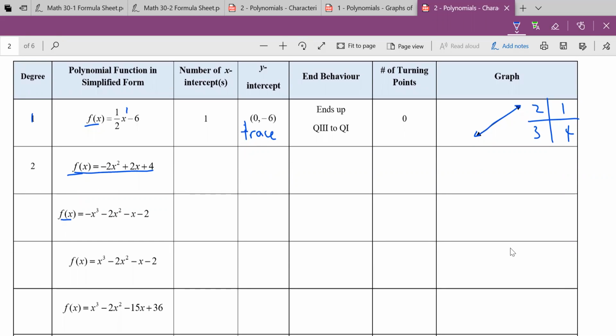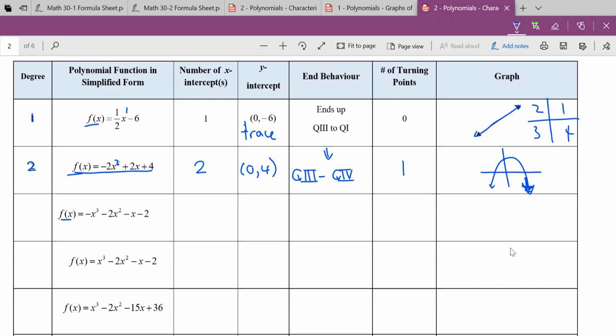So what I'm going to do first is graph this in my calculator. Roughly, it's not perfect, but it looks like that. The degree is 2. The number of x-intercepts, I see 2. The y-intercept, if I hit my trace button, would be at (0, 4). This graph ends down from over here, or I would say it goes from quadrant 3 to quadrant 4, and there's one turning point.